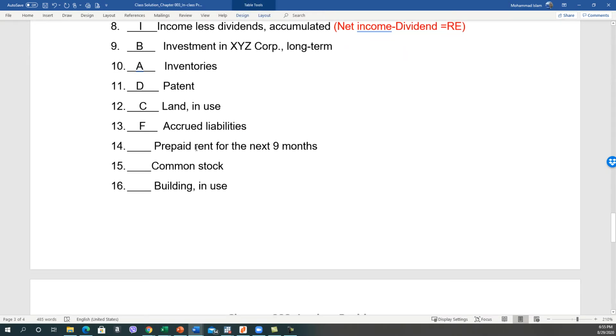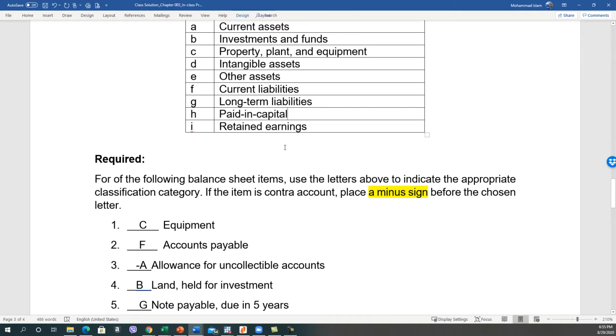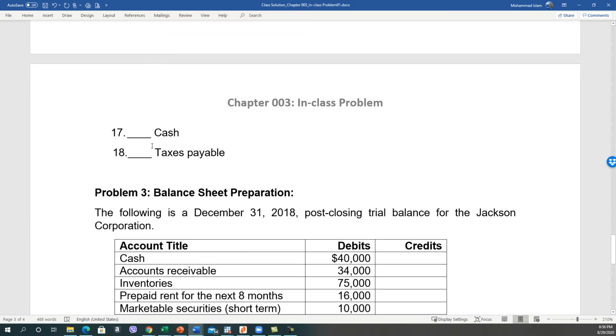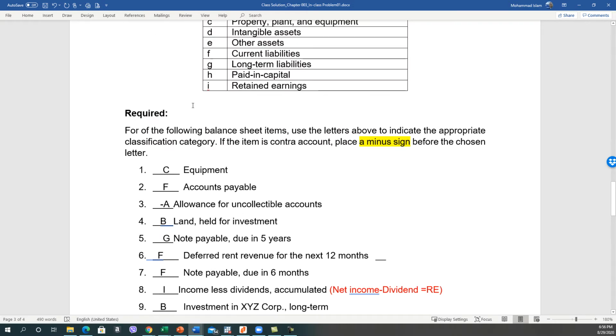Okay. Then prepaid rent for the next 9 months. So it's going to be an asset. So that is current assets, A. Common stock, that is going to be paid in capital, that is capital, common stock. So common stock is going to be H. Then building in use. So building in use is C, that is property, plant and equipment. Cash, definitely it's an A, current assets. And taxes payable, this is an F, current liabilities. Okay, I hope you got it. If you have any questions, please let me know.